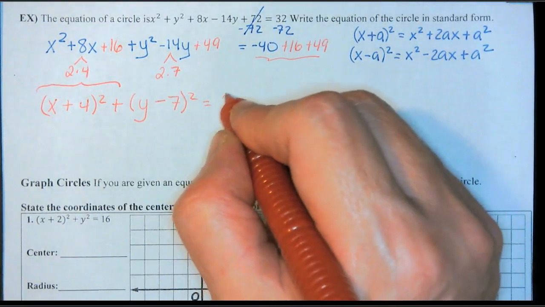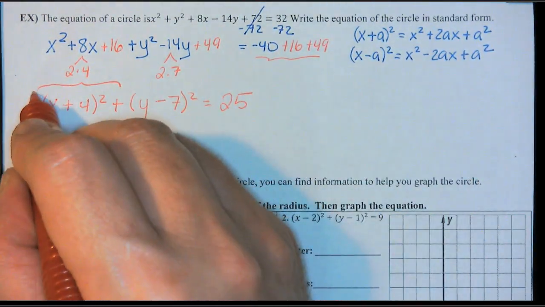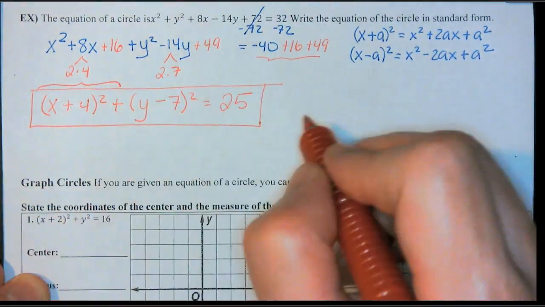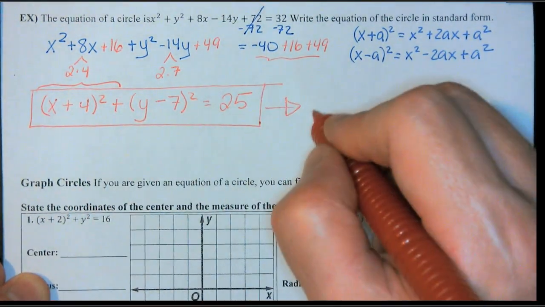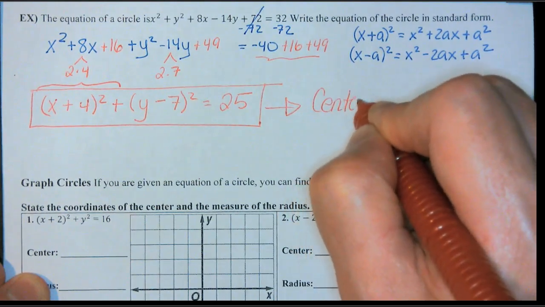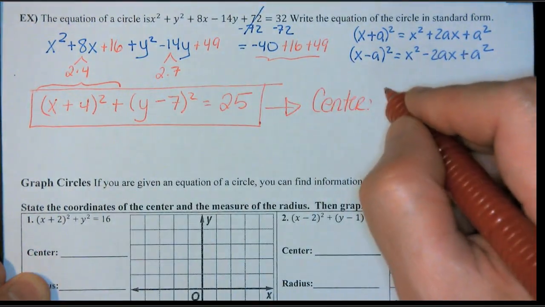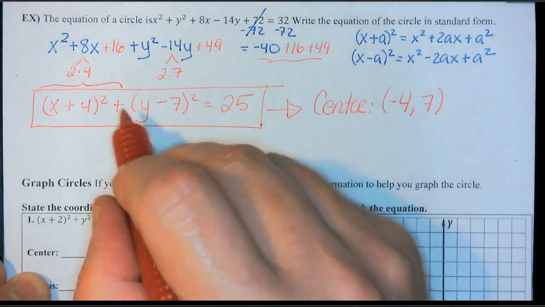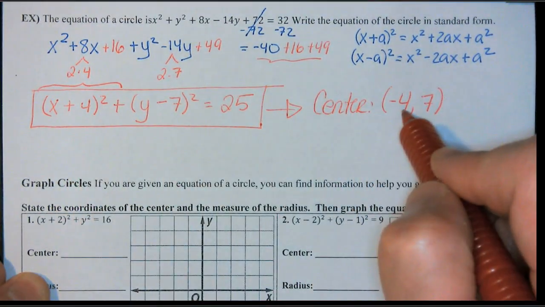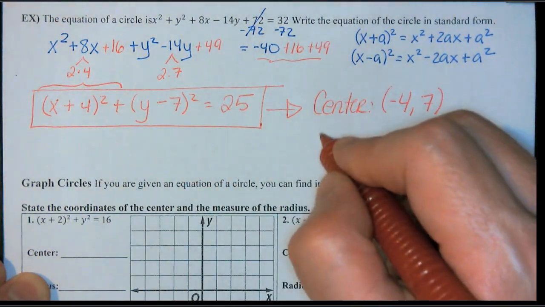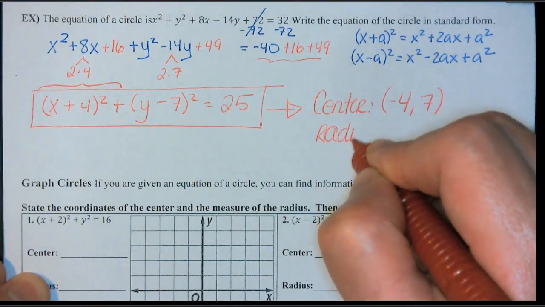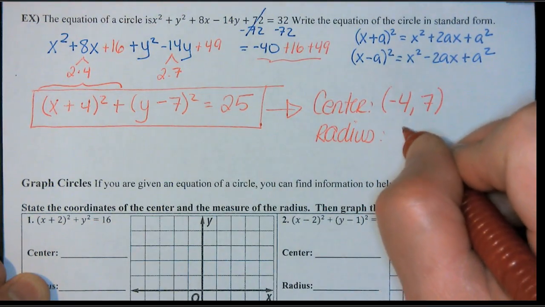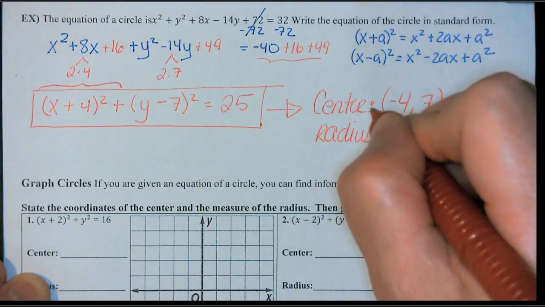So they add up to 25. So there we go. That's the equation of my circle. Now, that means the center here will be, remember you change the sign, center is -4, comma, +7. Whatever the sign here, you change it, okay? And the radius is, you take this number 25, you take the square root, which would be 5. So there you go.